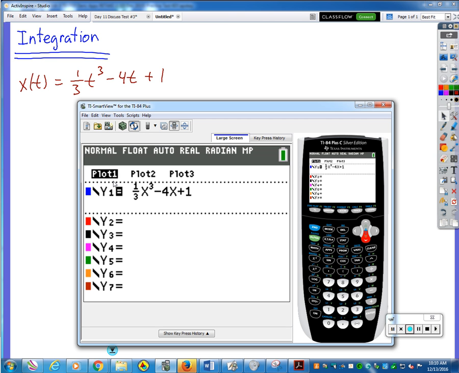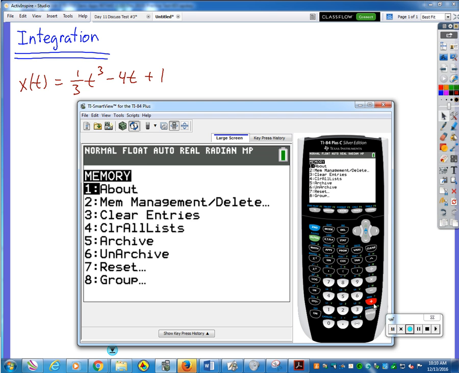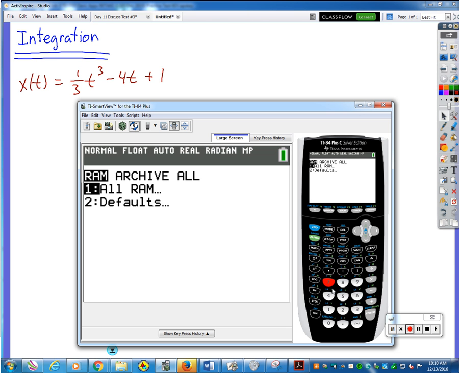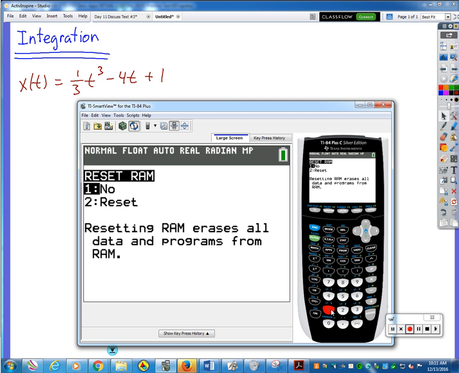Everyone do this, please. Hit second, memory. Memory is the plus key. Second memory. You're then going to choose the reset option, which is 7, then 1. You're going to choose to reset all RAM, which is 1. Do we want to do that now? Yeah, I would do it, unless you have some special program loaded that you don't want cleared. But most people don't.